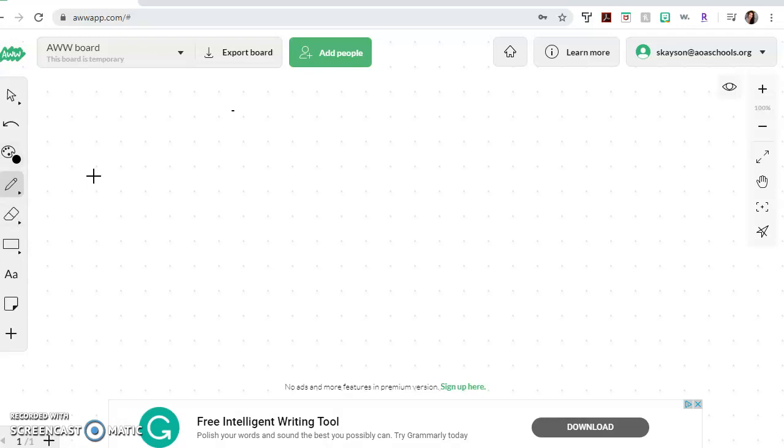Let's see if I can figure out how to get this to work. Okay, so I'm going to undo that. There we go. Here's a circle. Okay, we all know a circle looks like this.